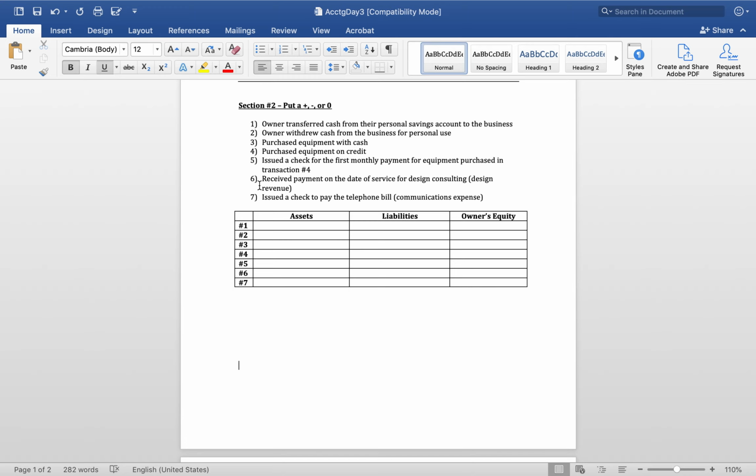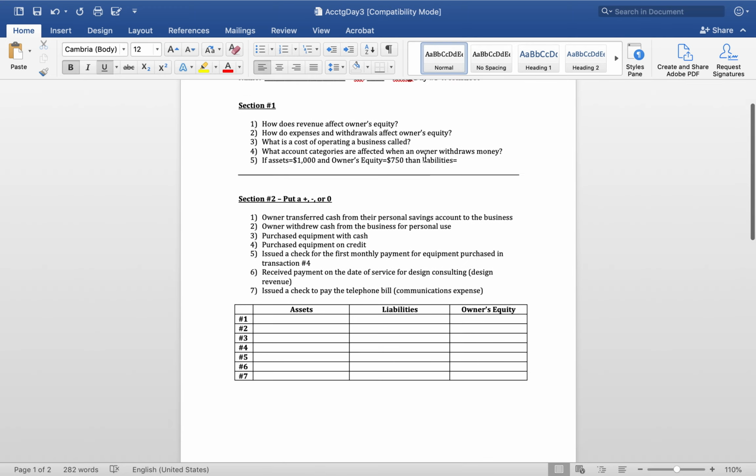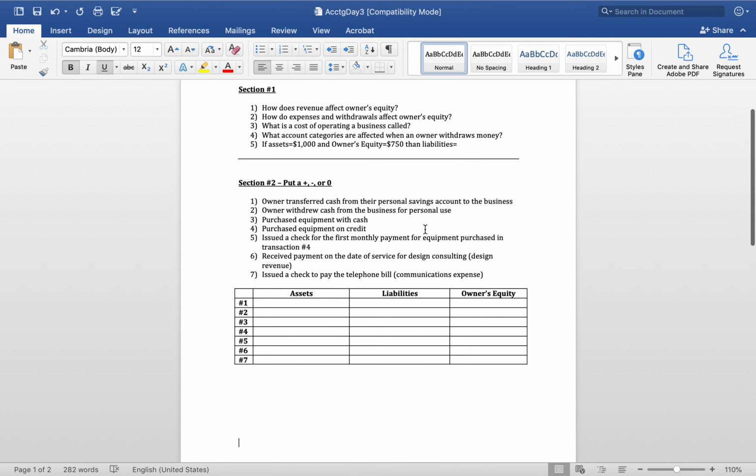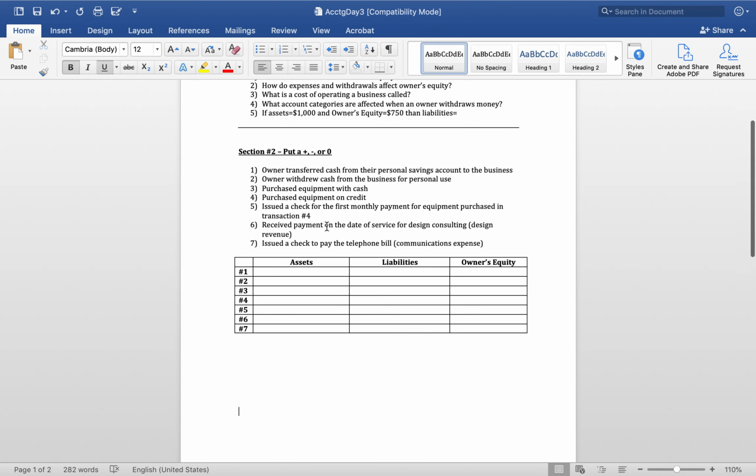We know revenue is going to positively affect owner's equity, right? And revenue is also, we received a payment, so we received cash, so cash is going to go up. Cash is a plus. We didn't lose anything. We performed a service, so we didn't actually lose inventory or anything like that. We did not take on any debt.